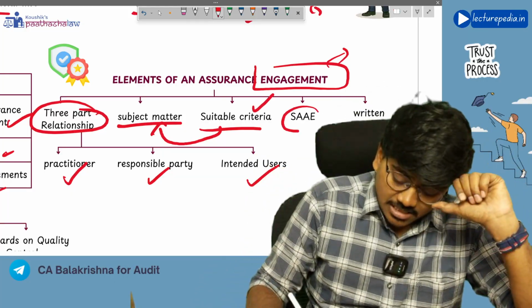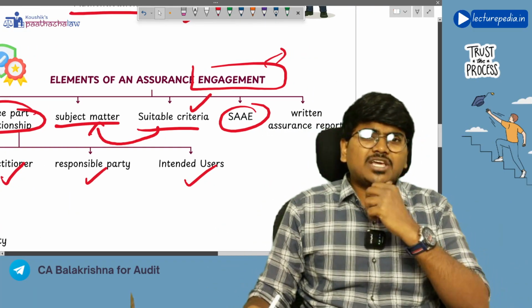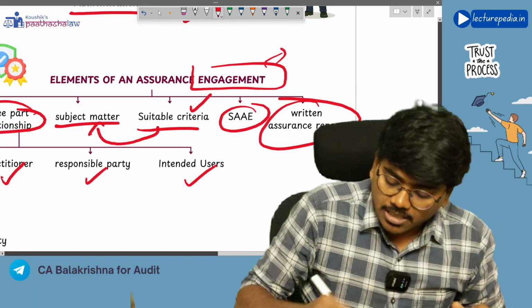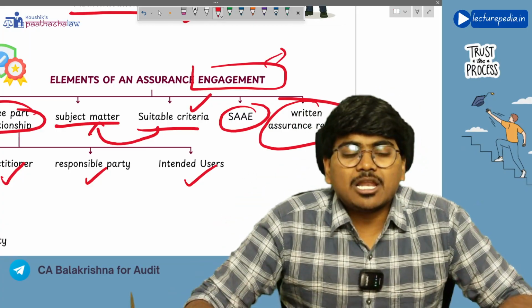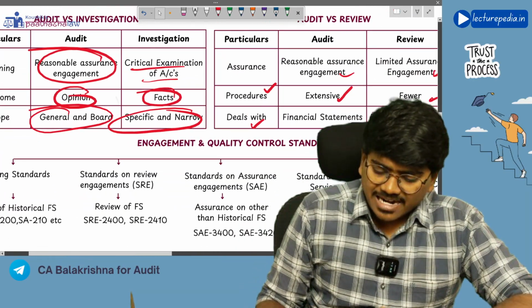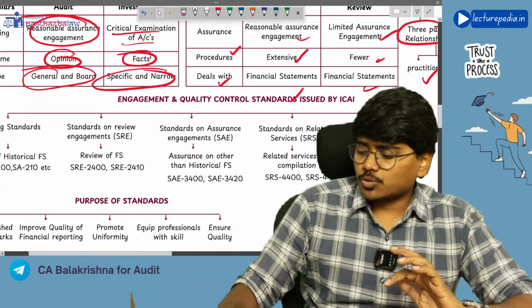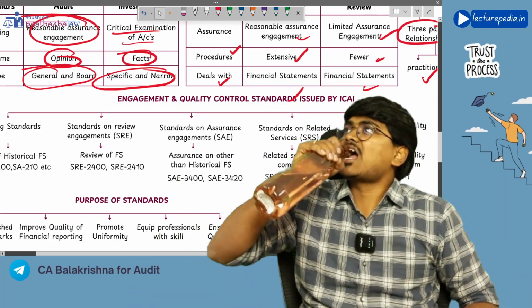Next, sufficient appropriate audit evidence. You should obtain sufficient appropriate audit evidence. This is also one of the elements of assurance engagement. Finally, you will give assurance report, which is the fifth element of assurance engagement. Next, who have issued auditing standards? Of course, ICAI, right?